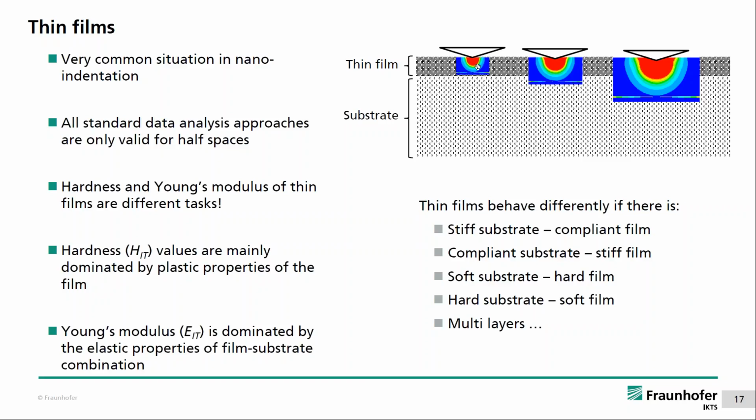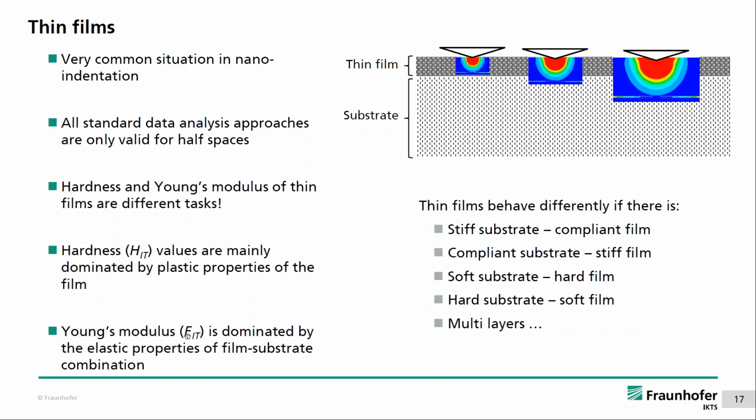Because the hardness is mainly determined by the plastic flow, and so mainly determined by the yield zone, which is red in this case. These are FE simulation results, and the deeper you indent, the bigger of course the yield zone gets. And as long as the yield zone is within the thin film, you more or less get the hardness of the thin film without influence of the substrate. And only if the yield zone touches the interface, then you get a mixture of behavior of the substrate and the thin film.